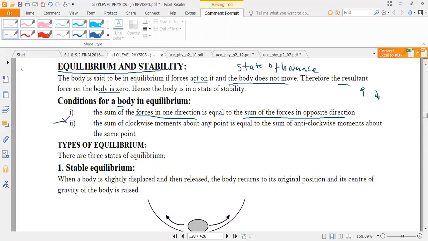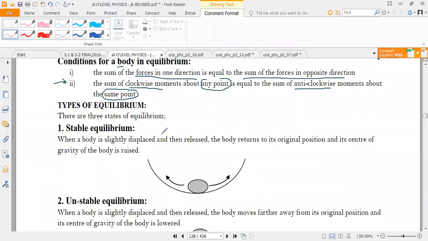Secondly, the sum of clockwise moments about any point should be equal to the sum of the anti-clockwise moments about the same point. So if you consider a point on that body, the sum of clockwise moments about that point should be equal to the sum of the anti-clockwise moments about the same point. So there are 3 types of equilibrium.